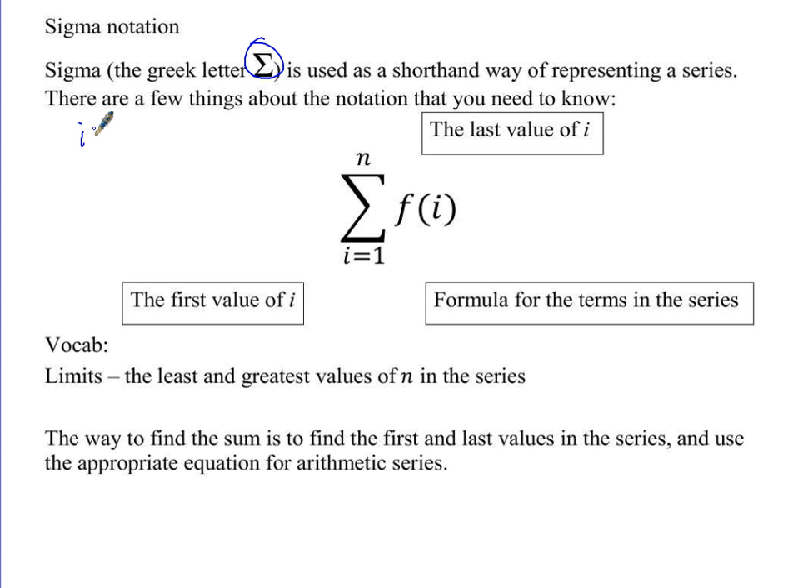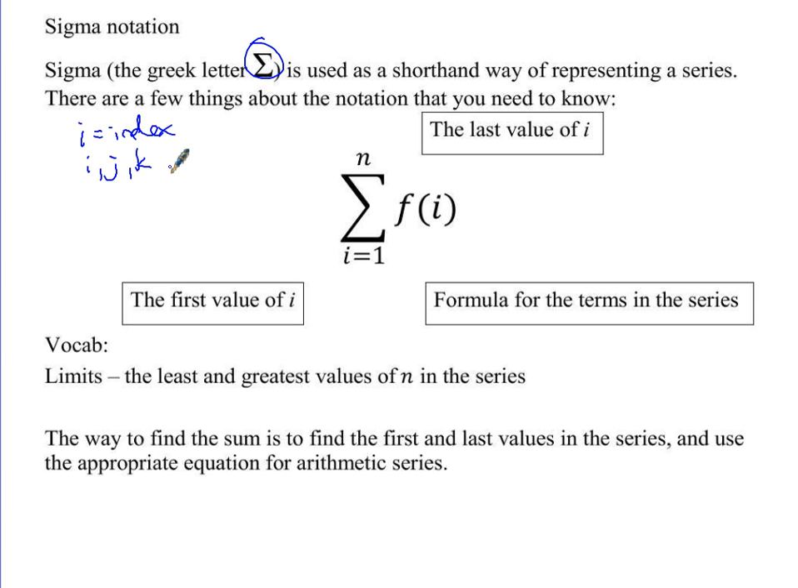The letter I that you see there is just called the index. It has nothing to do with imaginary numbers at all. And I isn't the only letter that we use there. A lot of times you'll use I, but you could use J or K. Most of the time it's going to be one of those three letters. Like I said, this is just shorthand notation for representing a series. It's actually really convenient once you learn it. There's a few things about the notation we need to know.